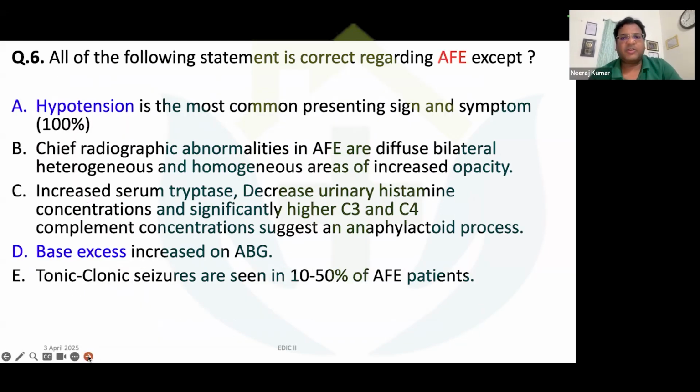Now coming to the next question: all of the following statements are correct regarding amniotic fluid embolism except: hypotension is the most common presenting sign and symptom in 100% of patients. Chief radiographic abnormalities in AFE are diffuse, bilateral, heterogeneous and homogeneous areas of increased opacity, increased serum tryptase, decreased urinary histamine concentration, significantly higher C3 and C4 complement concentration, base excess increase on ABG, and tonic-clonic seizures seen in 10 to 50% of AFE patients. Mark it quickly.